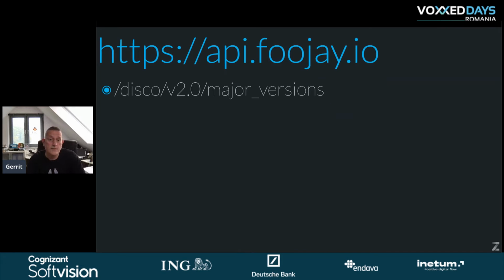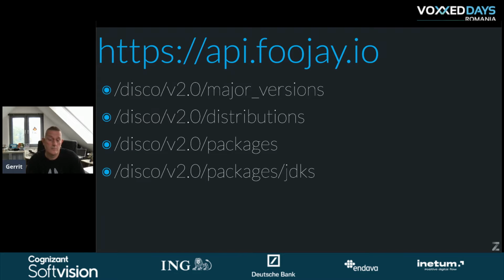So first of all, we have the major endpoint, which is api.2j.io. And then you have /disco/v2.0, which is version 2 at the moment. And then, for example, major versions, distributions, packages, /JDKs or /JREs.